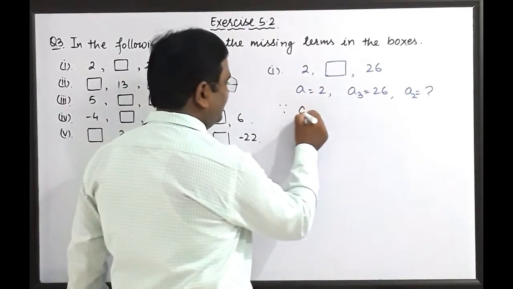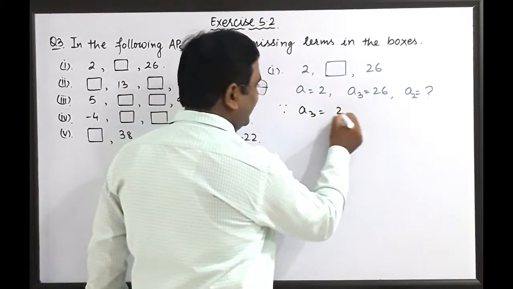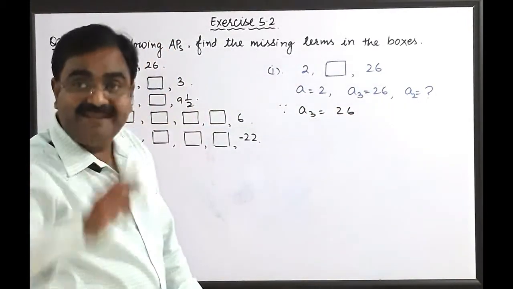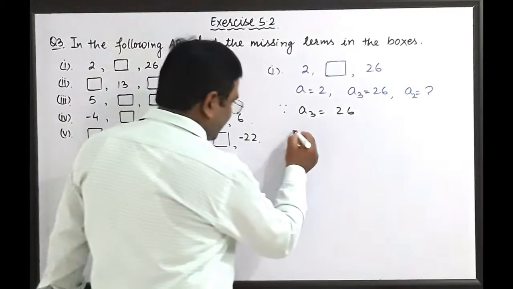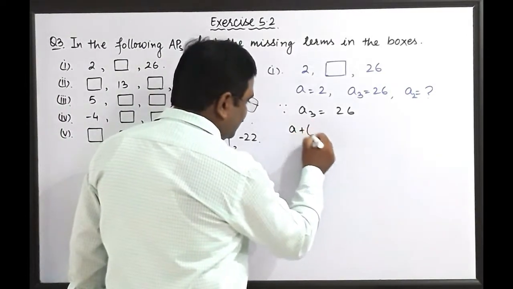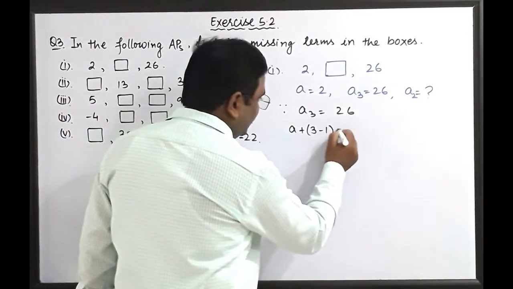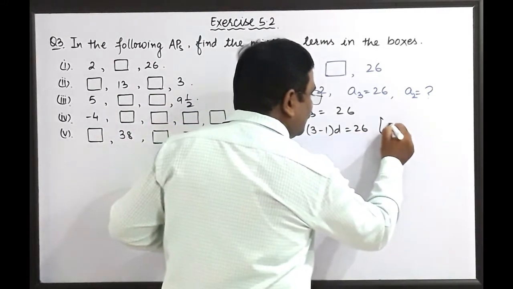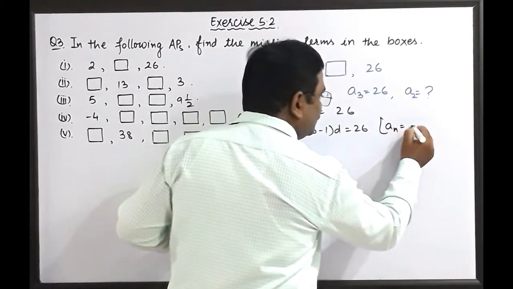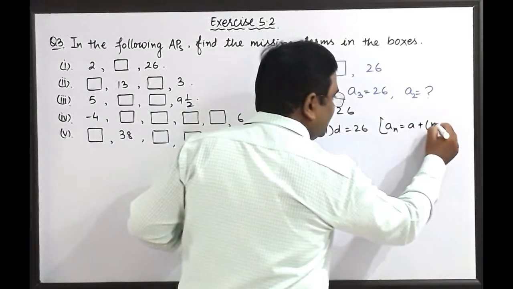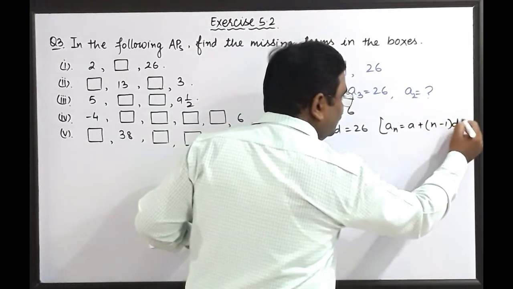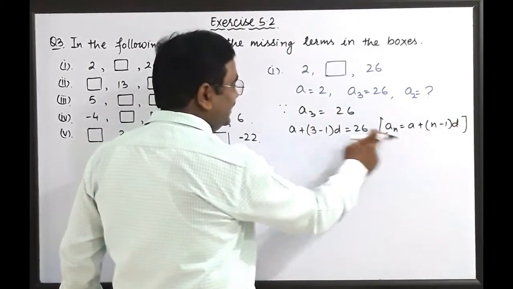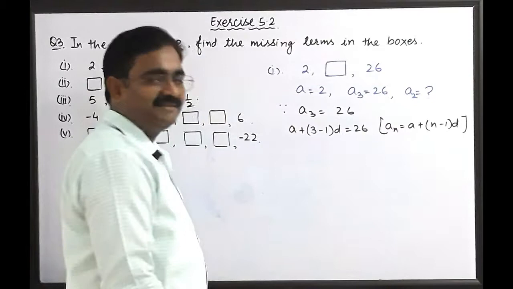What is given? a3 is equal to 26, and the formula of a3 with the help of an can be written as a plus 3 minus 1 into d, which is equal to 26. Why? Because we know that an is equal to a plus n minus 1 into d. Here in place of n is 3, so here we have to write it.